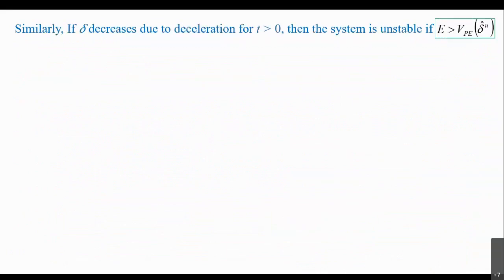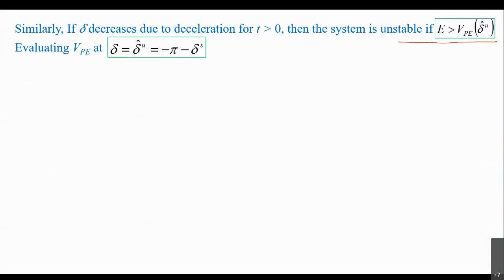Similarly, when the fault is cleared, your delta increases. And suppose some kind of fault happened, your delta decreases. Then in that case, as t increases and delta decreases, the system is unstable if E is greater than Vp delta U cap. That means if your system decelerates, then it will approach the unstable equilibrium point at the left hand side, that is delta U cap.